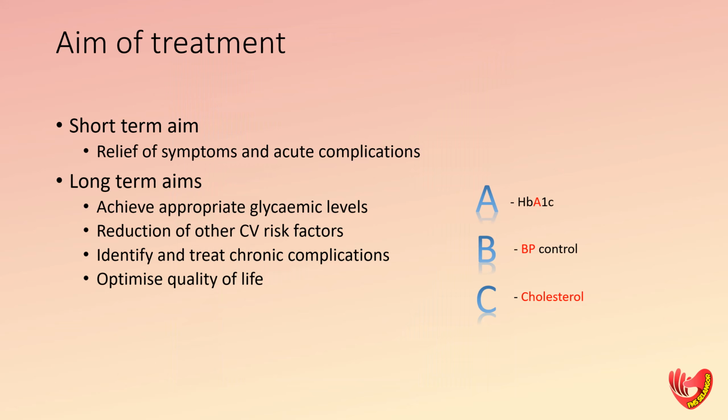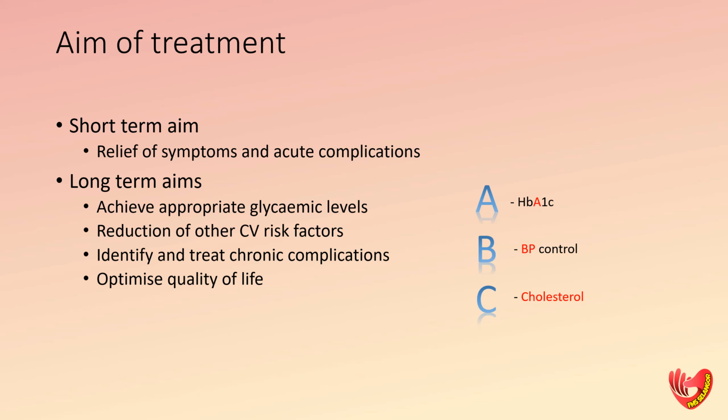Aims of treatment. The short-term aim is for relief of symptoms and acute complications. The long-term aims are to: 1. Achieve appropriate glycemic levels. 2. Reduce other CV risk factors. 3. Identify and treat chronic complications. 4. Optimize quality of life.